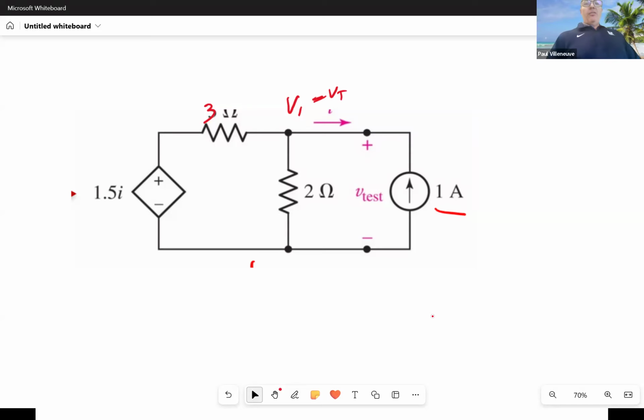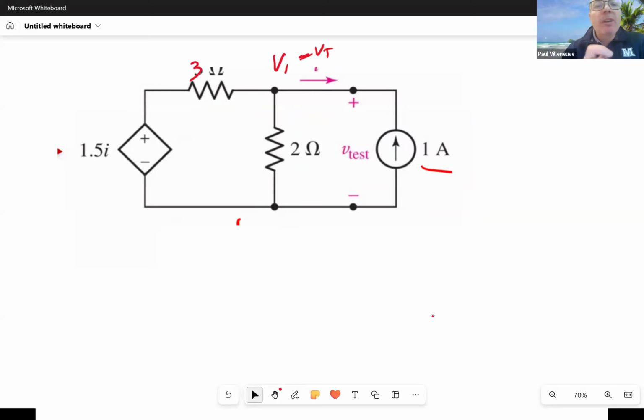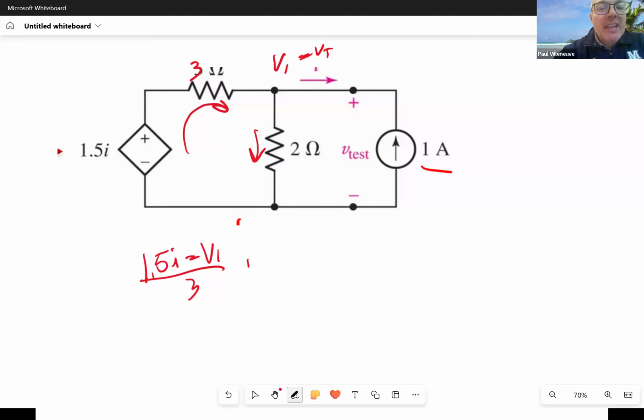So let's start this problem. And what I'll do is I'll assume current in this direction and current in that direction. Okay. So 1.5 times I minus V1 over 3 is the current through that from that 1.5 I source. Then we're going to add to it the 1 amp test source that we have. And that's going to be equal to V1 divided by 2.